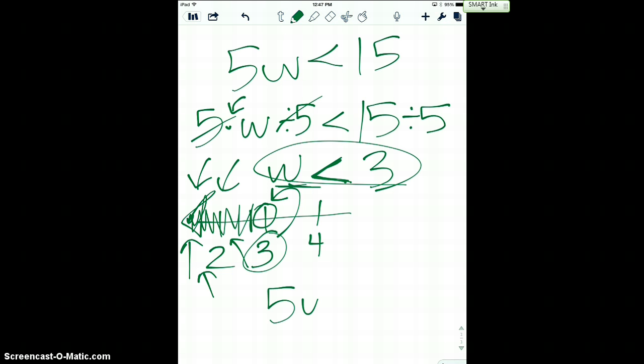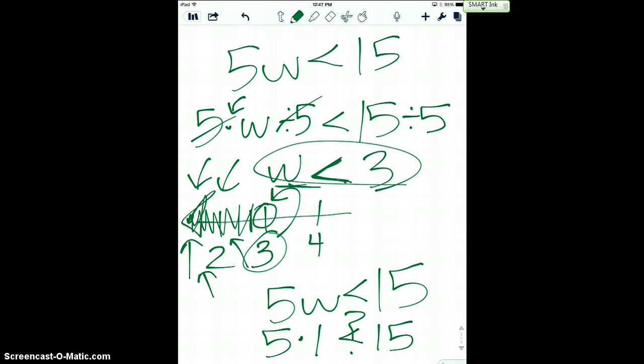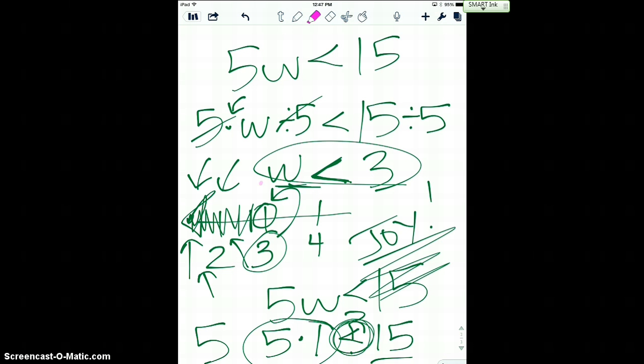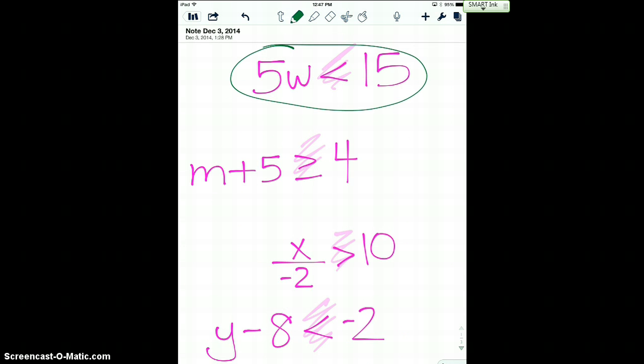So let's rewrite the original. We'll plug in 1 for w, and we're questioning it. So 5 times 1 is 5. Is 5 less than 15? Yes, joy, it works. So I can say this is my solution. Really, it's an infinite number of solutions. Anything less than 3 will work up here in the original statement. Okay, we have 1 done.